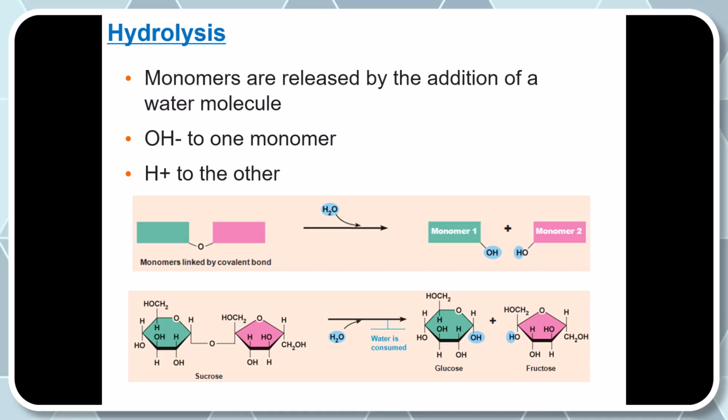The opposite of dehydration synthesis is hydrolysis. The root word hydro means water, and lysis means breaking apart. So with the help of enzymes, you add an OH to one side and an H to another, and you split the polymer into two monomers. So that would be taking the sucrose, enzymatically adding the water in, the OH on one side, H on the other, and getting two monomers, glucose and fructose.